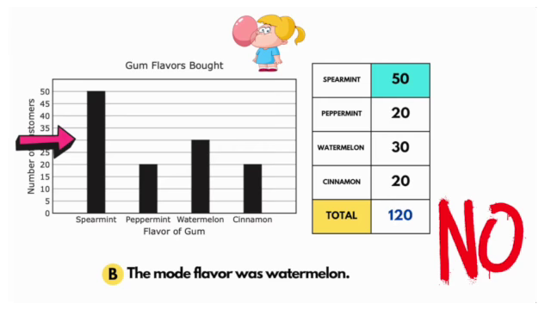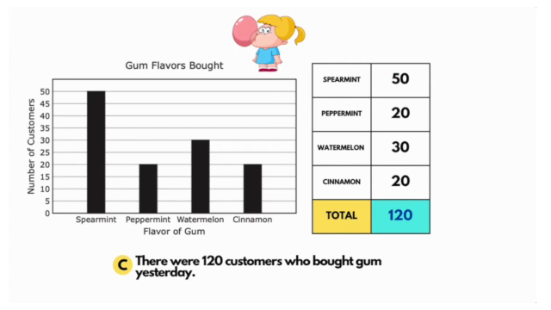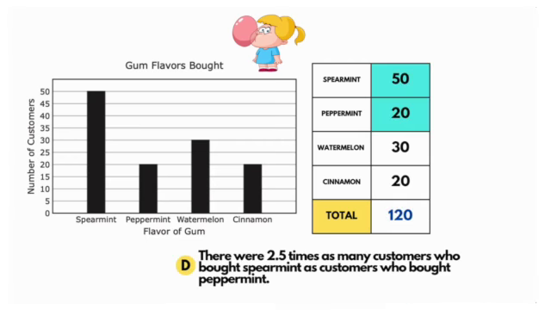Moving on to C, looking at our total, there were 120 customers who bought gum yesterday. We did that in the beginning of this problem. There were 120 customers who bought gum yesterday, so that one works. C is correct.